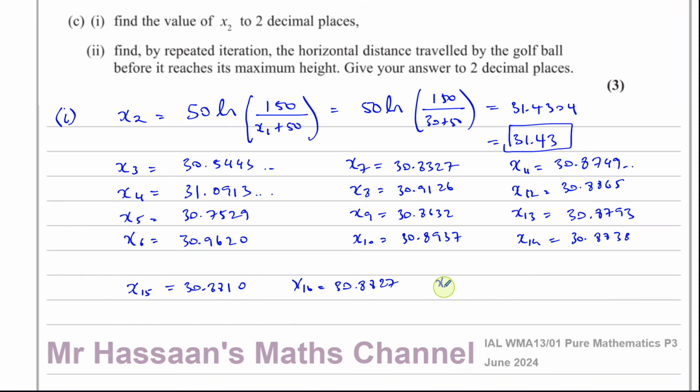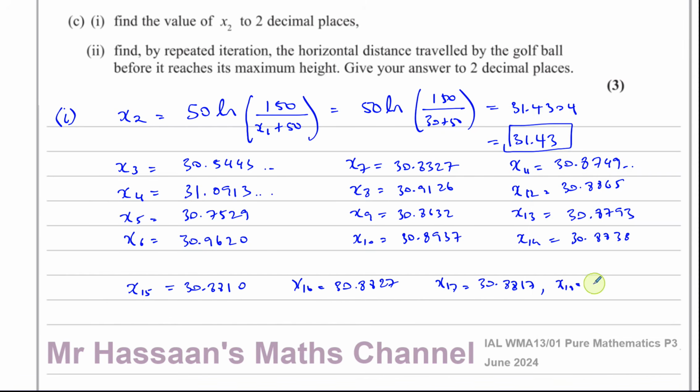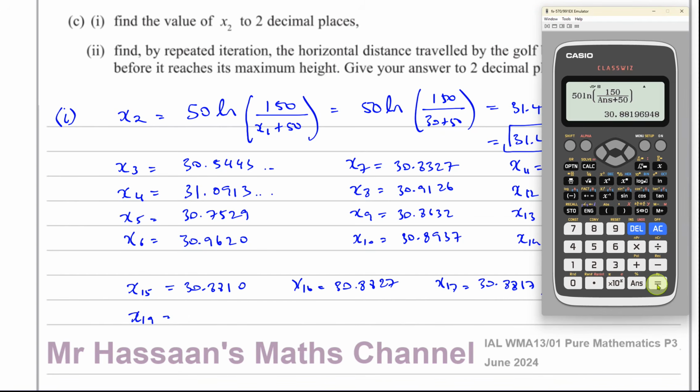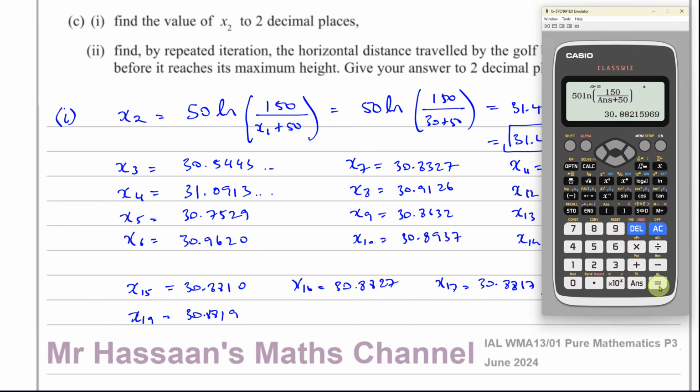30.8817, x17. And x18, 30.8823. It's going to be 30.88, it looks like, if you round it to two decimal places. Let's do x19, 30.8819. Yeah, it's going to settle to 30.88. Okay, so I can stop there, and I can see that if you carry on, it's going to basically stop there. So it's 30.88, quite obviously.